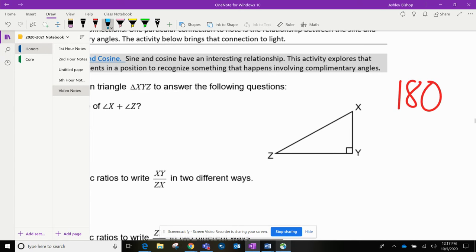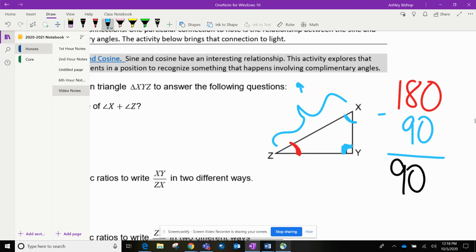And another thing that you also know is that the value of a right angle is 90 degrees. So if I take 180 and subtract 90, I know that the rest of this triangle needs to equal 90 degrees. So what I know is that angle Z, whatever angle Z is, plus angle X needs to make up that missing 90 degrees.